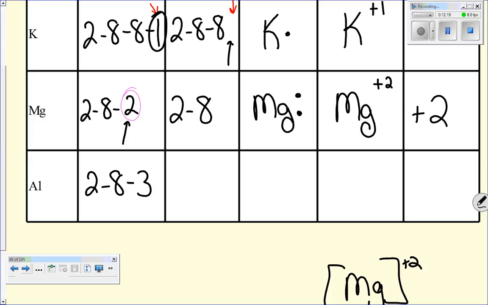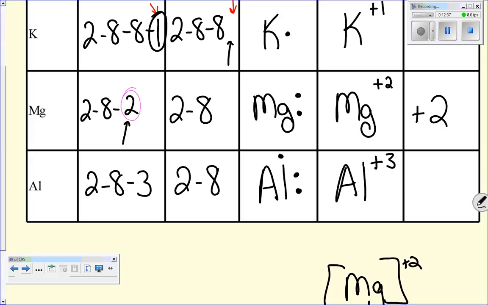So aluminum is 2, 8, 3. Aluminum likes to lose 3 electrons. My neutral atom is showing those 3 valence electrons. My ion, or my cation, is showing that those have been lost. Losing is positive, and I lost 3. And that agrees with what I have on the periodic table. So most of the time you don't have to think too much about this because you can always reference your periodic table.